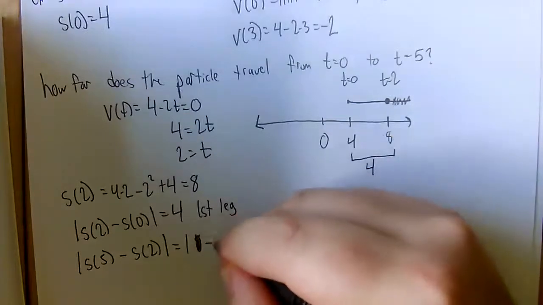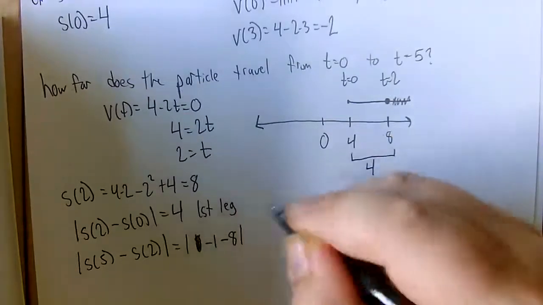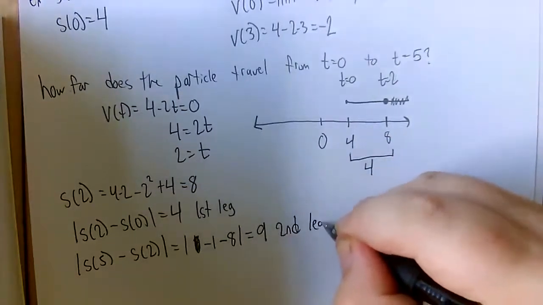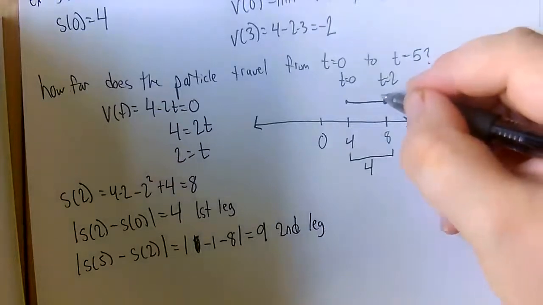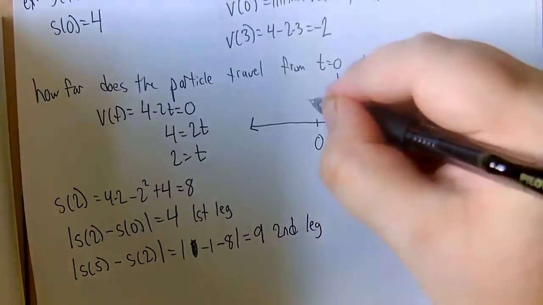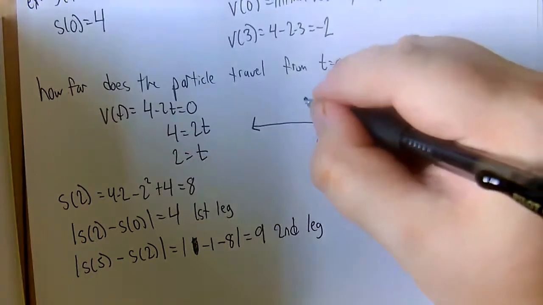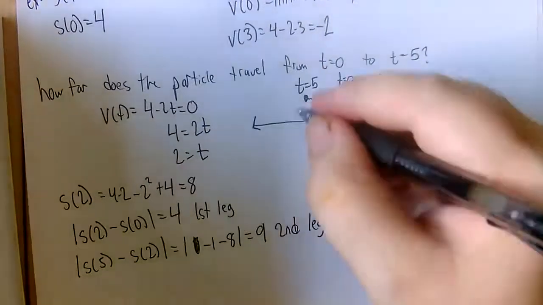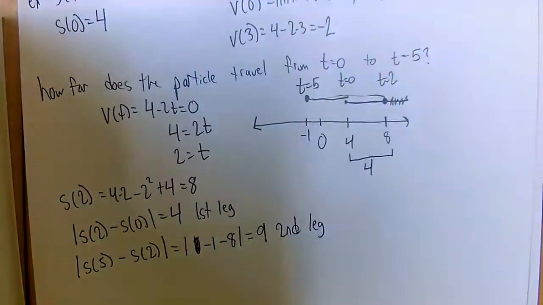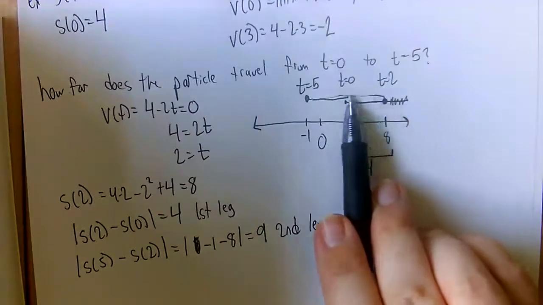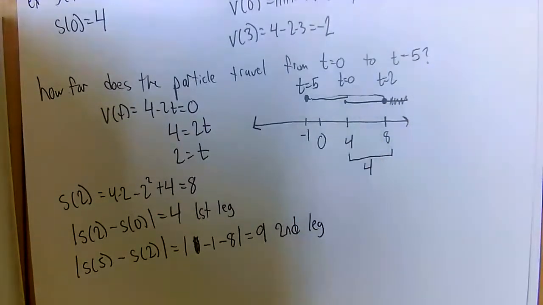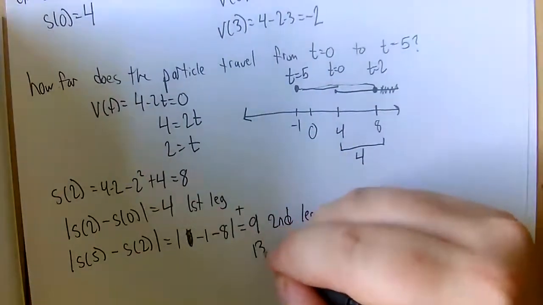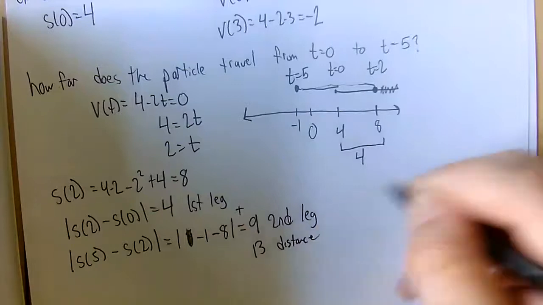So we have -1 minus 8, which ends up being 9. So what we do is at t equals 2, we turn around and we go back this way all the way to -1 right here. So we go from 4 to 8, and then we go from 8 all the way back like this. So we add these two together, 4 plus 9, and we get 13 distance traveled.